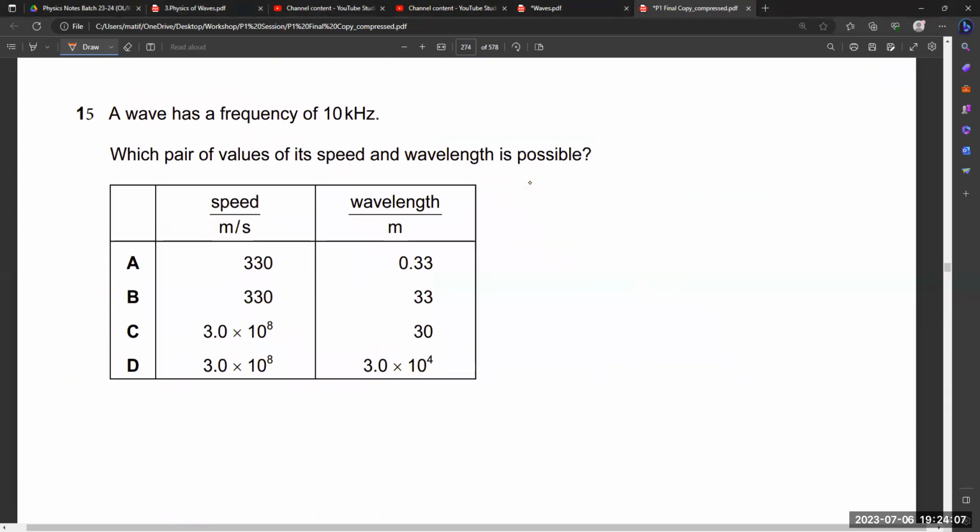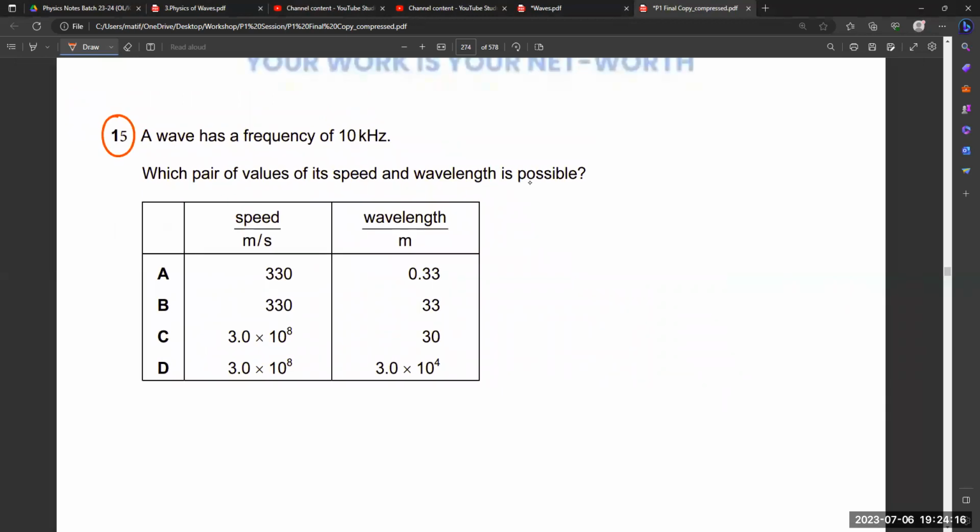Okay, this one is also related to the formula of speed of wave. So try to solve this one. You have frequency, but no speed and wavelength. Now they are asking which pair of values of speed and wavelength is possible. Basically, they give you the value of the answer and you need to find out the data, right? So this is a reverse type question, because frequency is given and we consider frequency as the final value of our question, and we need to find out the original values.